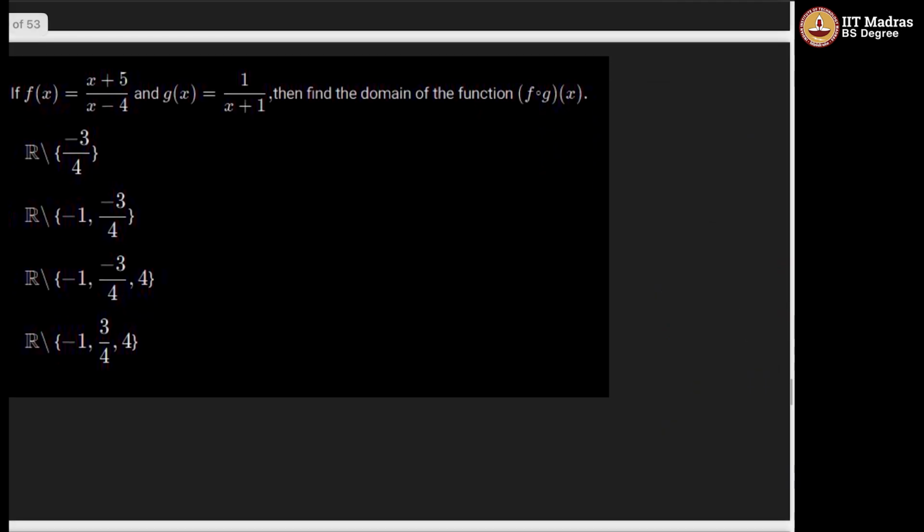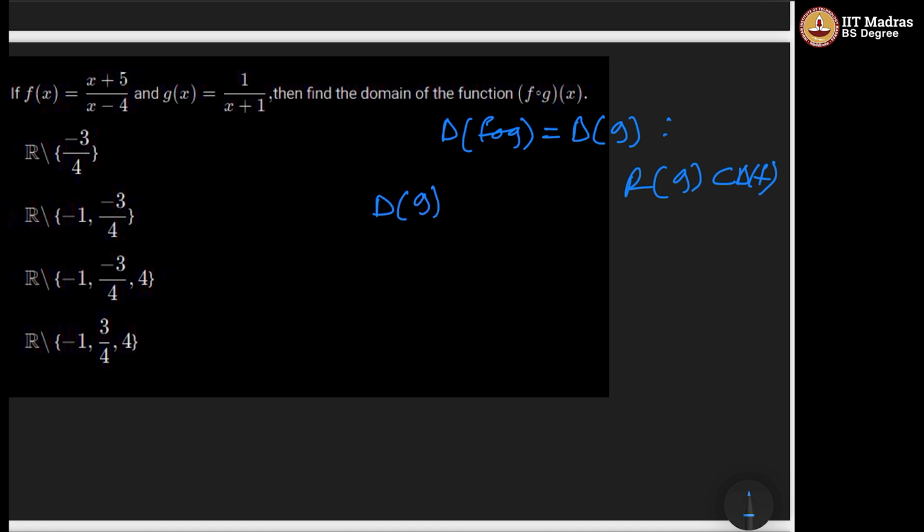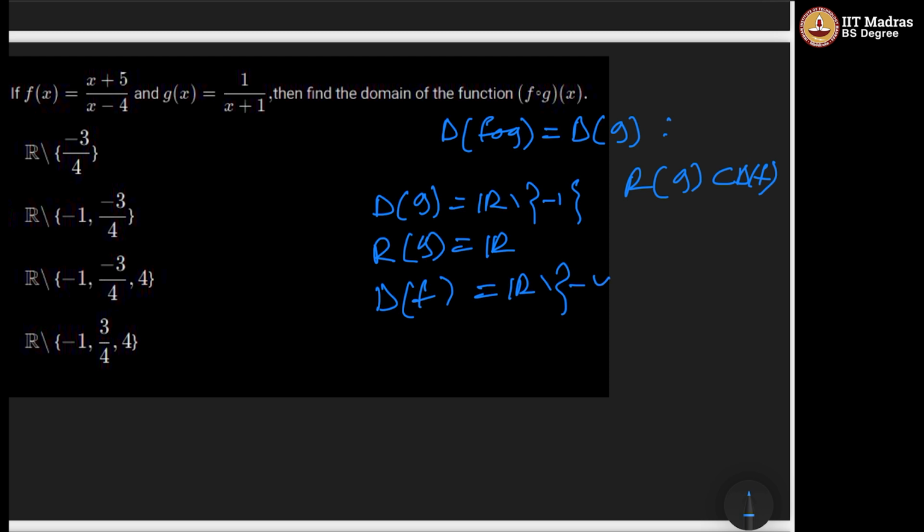Let's now solve the next question. So we have given f and g. We have to calculate the domain of f compose g. So we know the domain of f compose g is equal to the domain of g such that range of g is a subset of domain of f, right? So we have to calculate these three. So what is domain of g? Domain of g is clearly real number minus 1, right? And range of g is the whole real number, and domain of f is clearly real number minus 4.